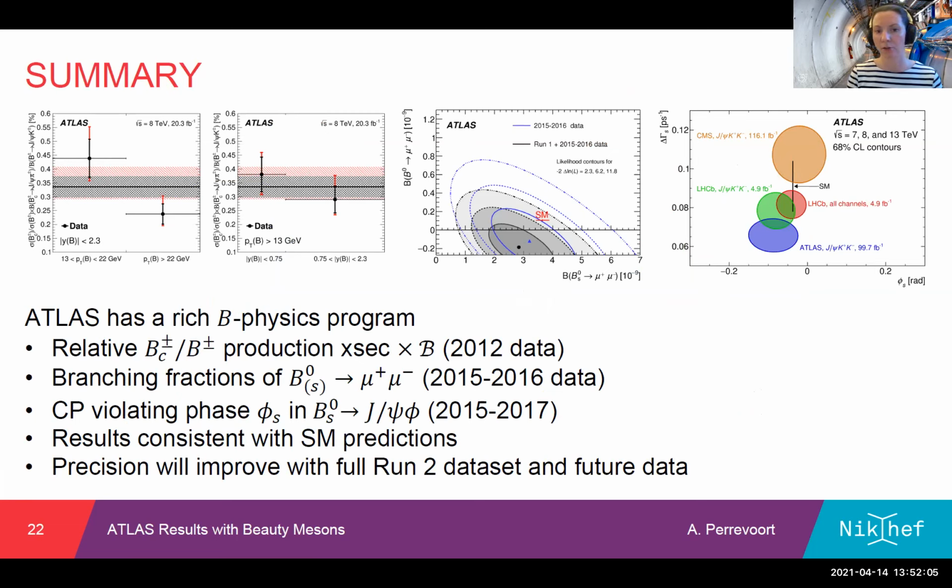And yeah, the future will show, because the precision will improve with the full run 2 data set and with further data taking in run 3 and at the high-luminosity LHC. Thank you.